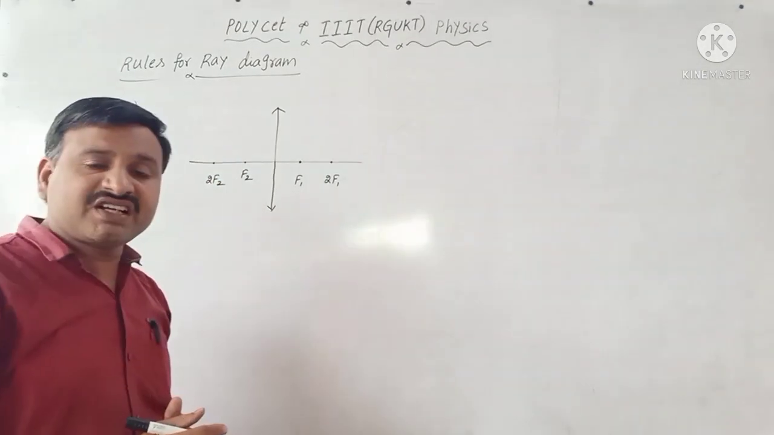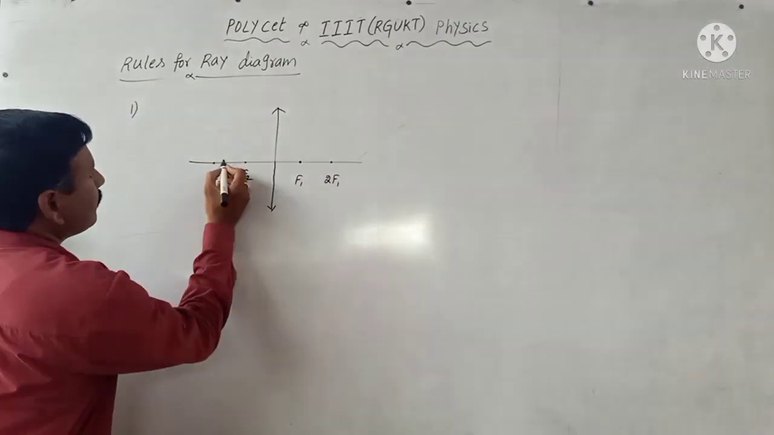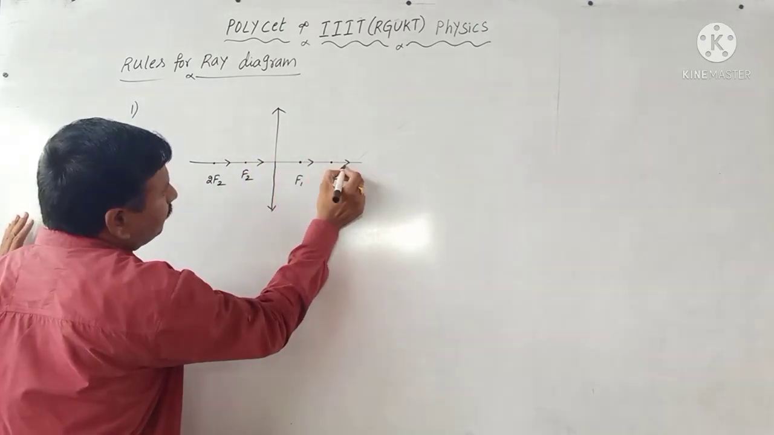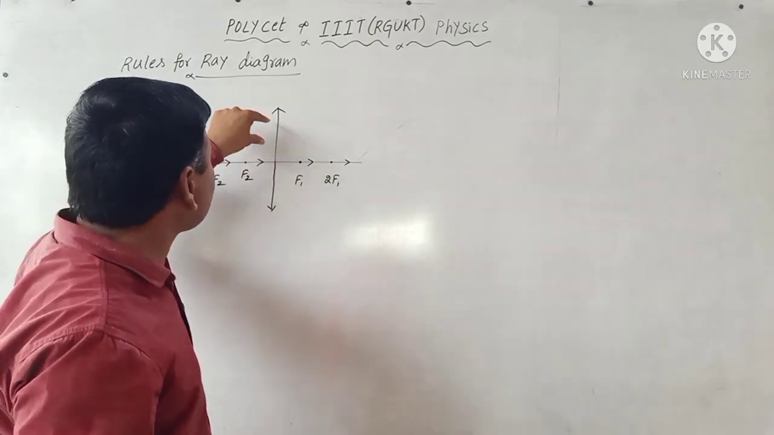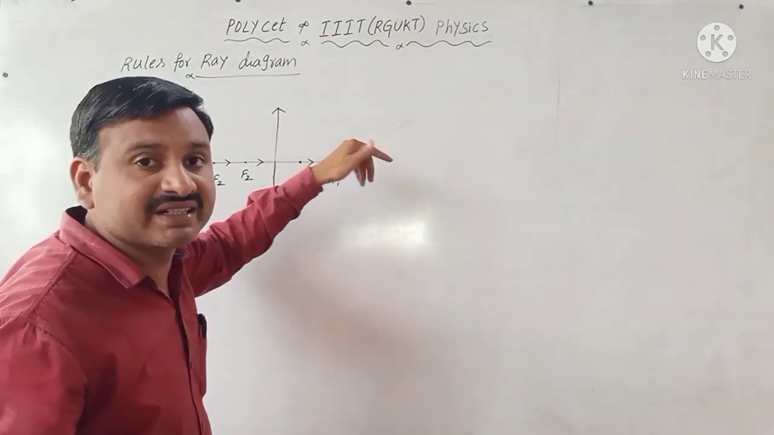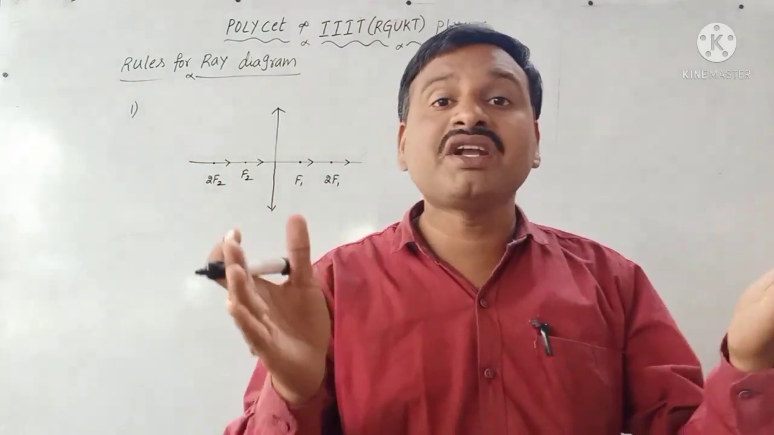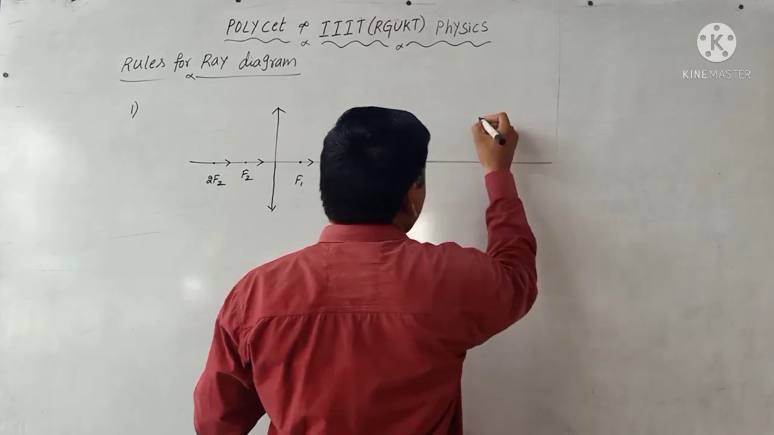So what is the first rule? A ray passing through the principal axis of a convex lens is undeviated. The light ray is undeviated. Undeviated means without deviation. It is the convex lens. Again we take the concave lens.